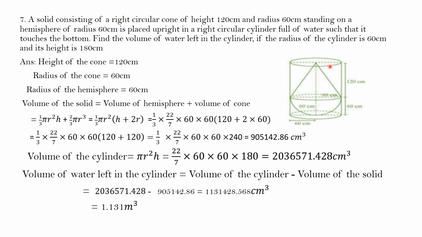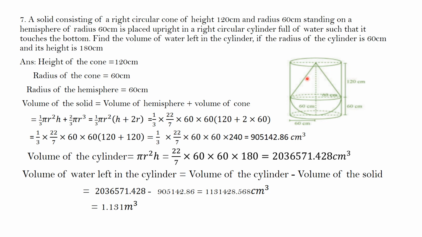We are given the solid consists of a hemisphere and a cone. We are given the height and radius of the cone as 120 centimeter and 60 centimeter. As this cone is mounted on a hemisphere, we can see radius of the hemisphere is also 60 centimeter. To find the volume of the solid, we can say it will be volume of the hemisphere plus volume of the cone. That is 1 by 3 pi r square h plus 2 by 3 pi r cube. Taking 1 by 3 pi r square as common, it will be 1 by 3 pi r square into h plus 2r. Substituting h as 120 and r as 60, we have the answer as 9,05,142.86 centimeter cube.